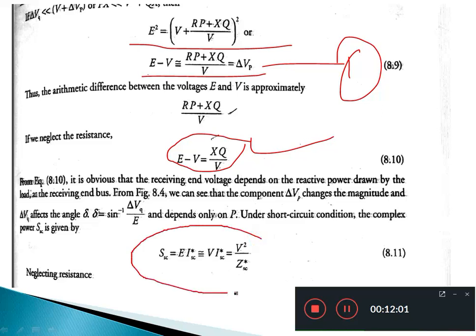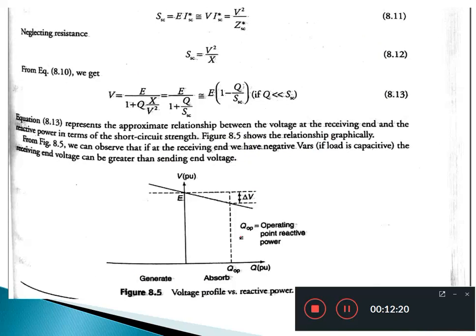To find the total short circuit condition of complex power, we know that the complex power equation is given by V into I conjugate. That I conjugate term is replaced by the short circuit current. Therefore I is equal to V by Z, so we can use V square by ZC conjugate. That will be written here. Then you have to write the short circuit power. If you neglect the resistance, you can get the equation V square by X.